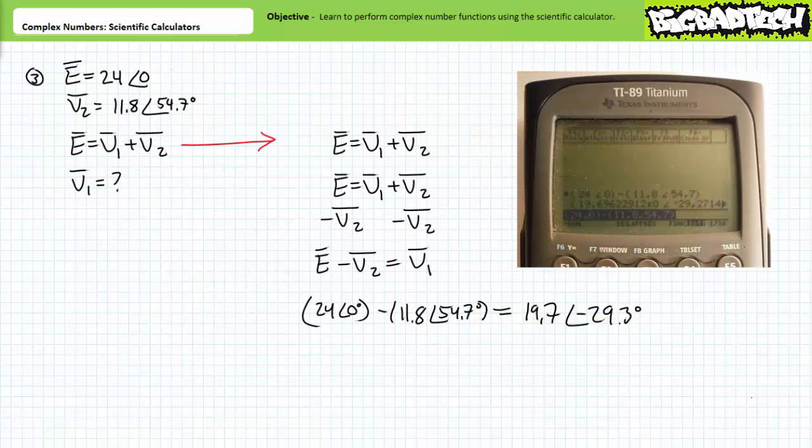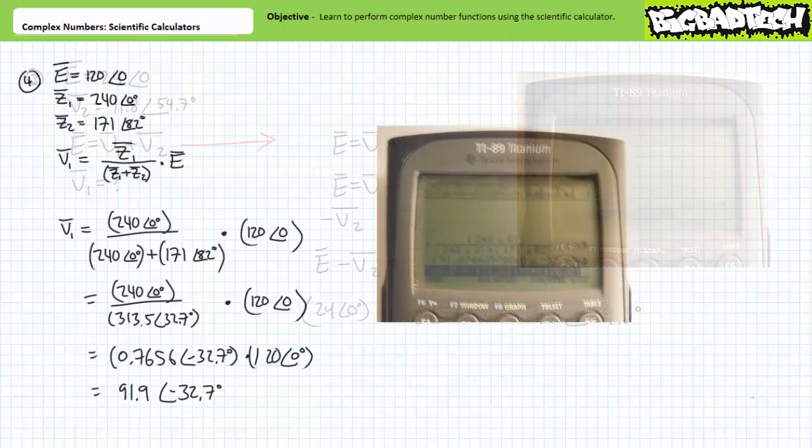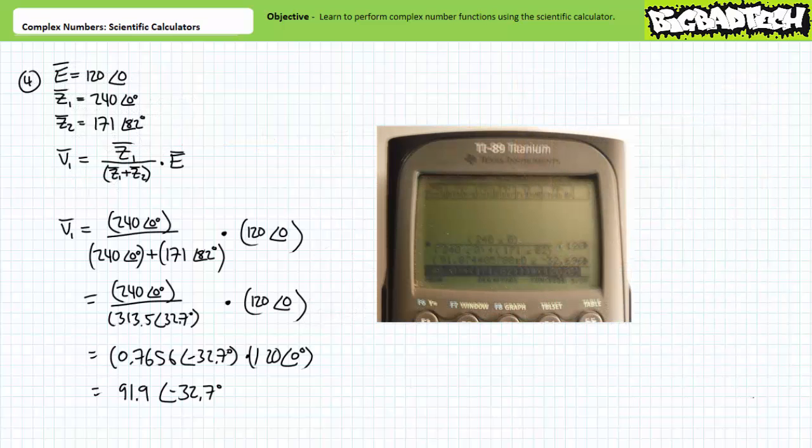Our third example problem gives us arguments E and V2 in polar format and asks us to solve for V1, expressing our final answer in polar format. Rearranging the expression to solve for V1 and substituting in our given values yields V1 equals 19.7 at an angle of negative 29.3 degrees. Our fourth example problem gives us arguments z1, z2, and E in polar format and asks us to solve for V1, expressing our final answer in polar format.